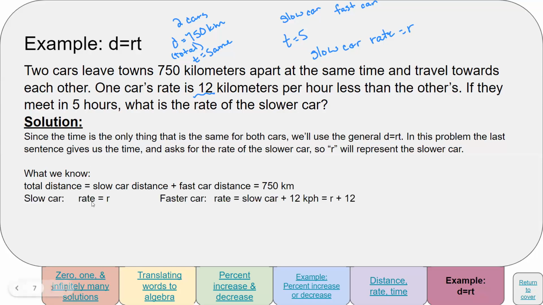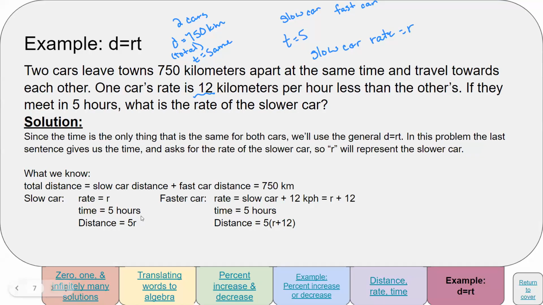The slow car, I know my rate is R, which means the fast car has to be 12 kilometers an hour, but it's got to be faster. So I'm going to go slow car plus 12 kilometers per hour, which is R plus 12. The time for both of them is 5 hours, and that came from this thing. The distance, I'm going to put it into the formula. So I have distance equals rate times time. For the slow car, it's going to be R times 5. I like the number to be in front, so I'm going to say that's 5R. So this is the distance I'm going to put in here.